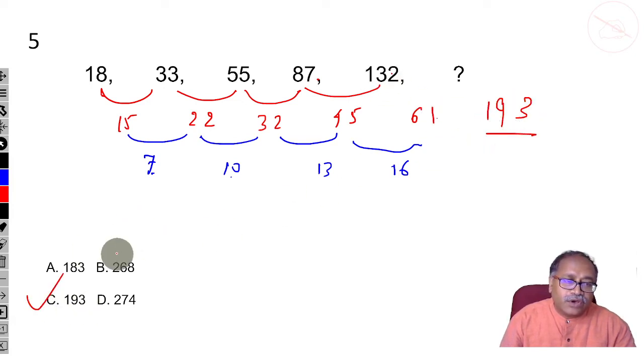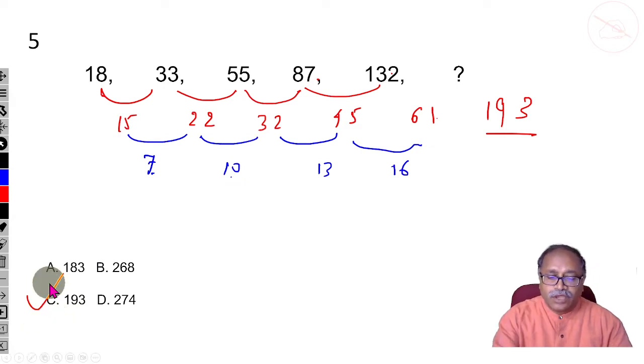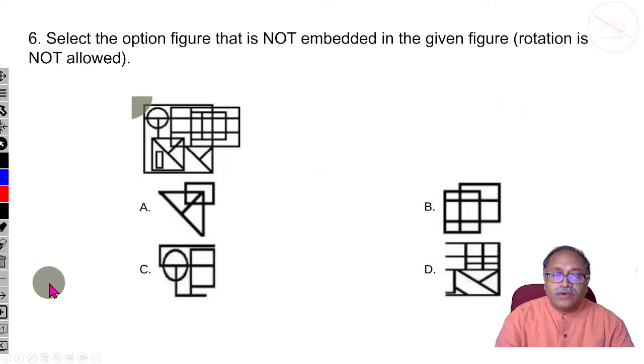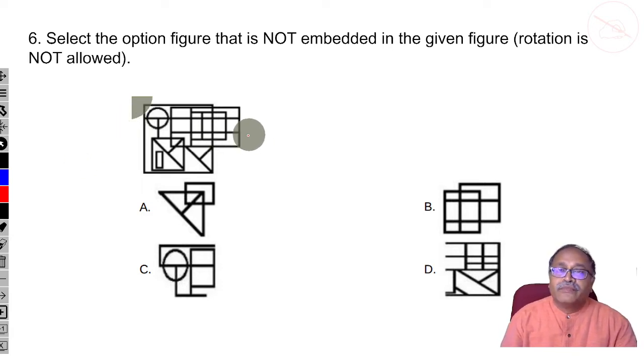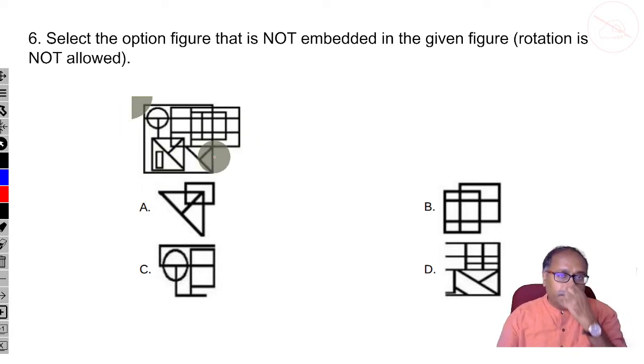193. Where is option C? Okay my friends, let's look at the next question. This will consume some time, because the figure is a complex figure. But still we will try to answer this.